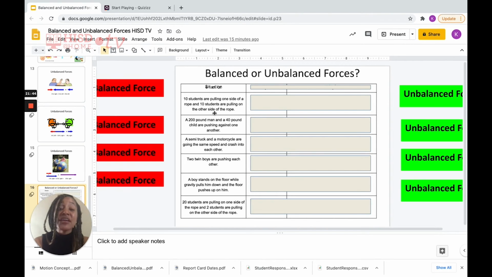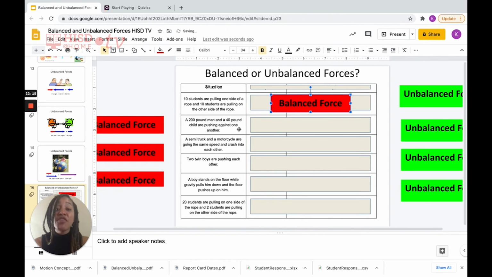Yes, we have 10 students on one side, 10 students on the other side. So we have the same amount of force on both sides. If we have the same amount of force on both sides, is that representing balanced forces or unbalanced forces? Yes, that is representing balanced forces. Great job. Let's do another one.